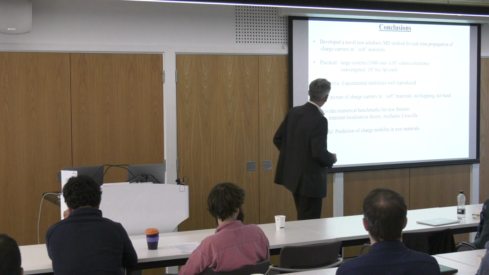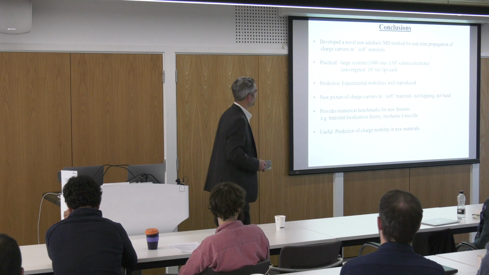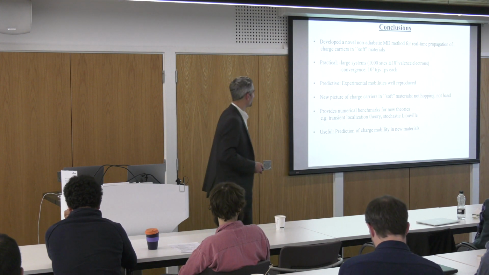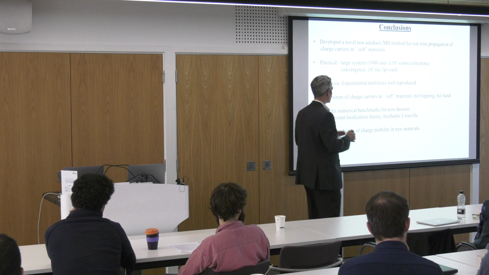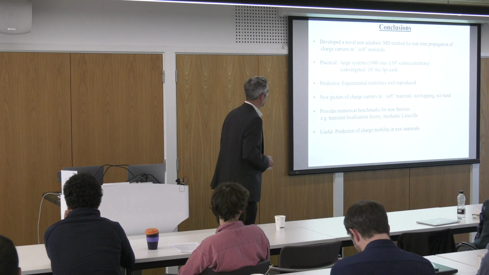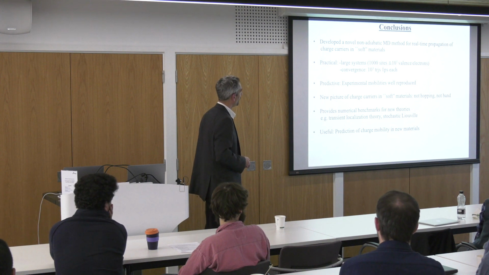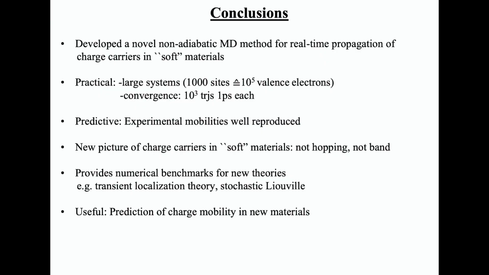For the experimental mobilities that are available, I think we could reproduce them very well, usually within a factor of 2, which is pretty good, but there is also, of course, some uncertainty in the experiments. And with that, a new picture of charge carriers in soft materials emerges. It's not hopping, it's not band, it's the transport of a hole or electron that's delocalized over maybe up to 20, 30 molecules.